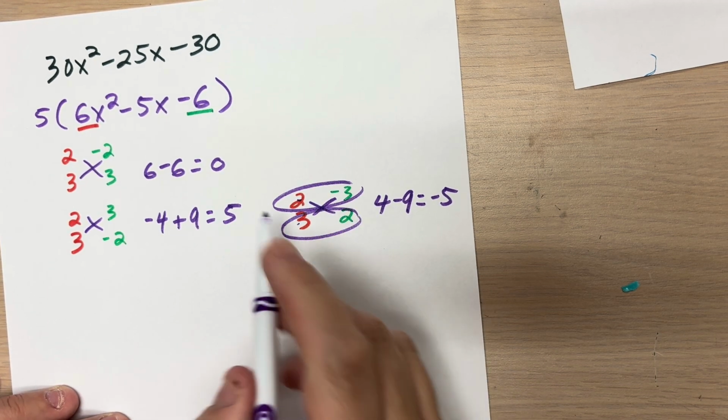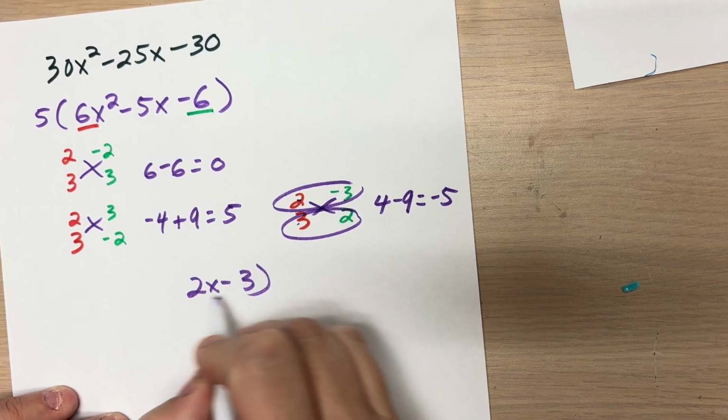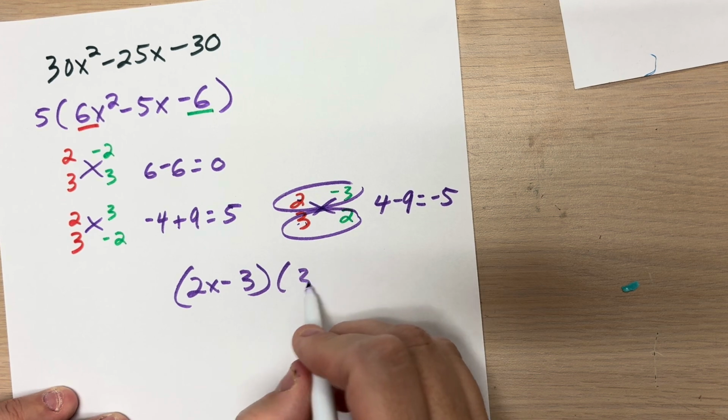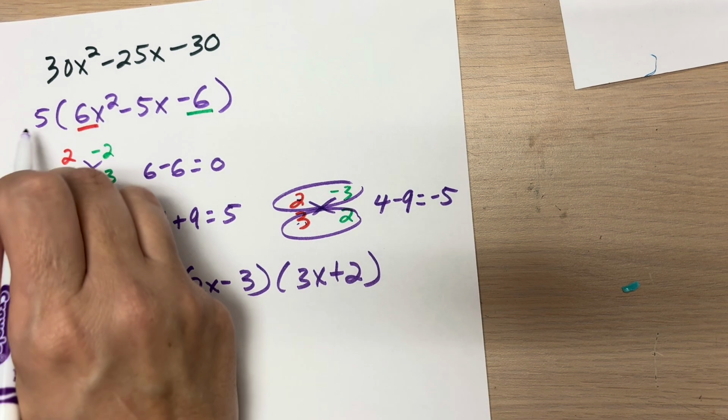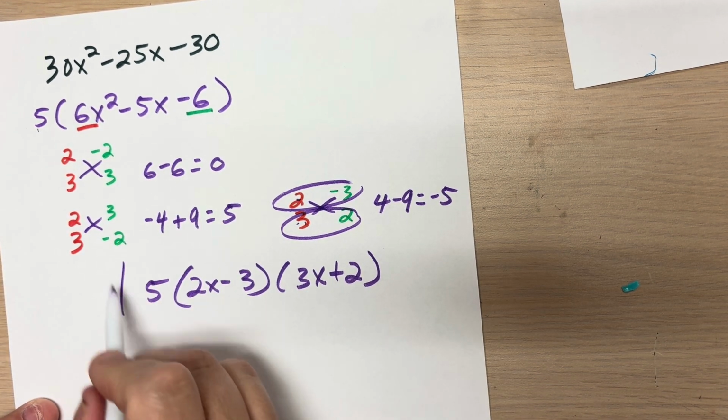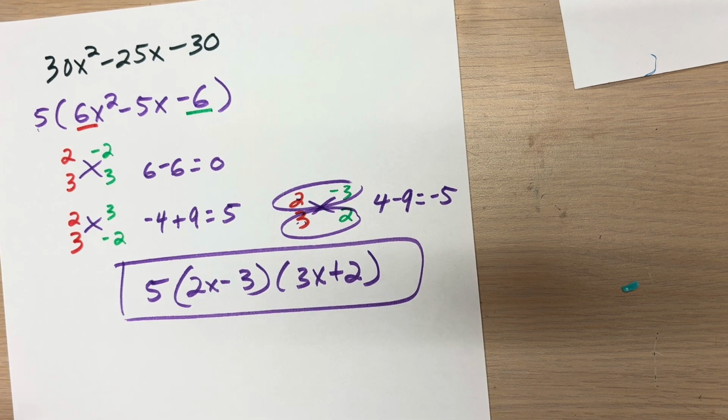So I've got a quantity 2x minus 3. I've got a quantity 3x plus 2. Don't forget about that GCF of 5 out front. And there you go. I hope that you thought this was cool too. What an easy way to do this, right? I feel like I've been lied to my entire 50 years on this planet.